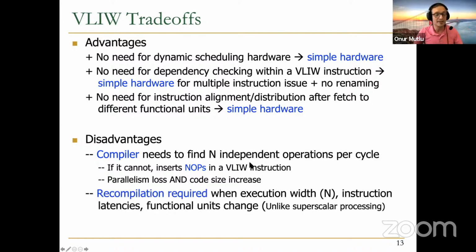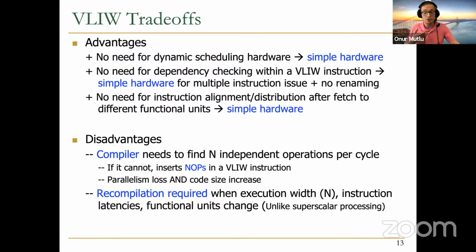Okay, so there are also other disadvantages. Whenever you change the execution width, instruction latencies, functional units, basically anything in your microarchitecture that affects instruction scheduling, you have to recompile code. And this is a downside. For example, going from a 7 wide VLIW to 28 wide VLIW, you need to recompile code. And there's no way around it, basically. And this is a big problem, right?